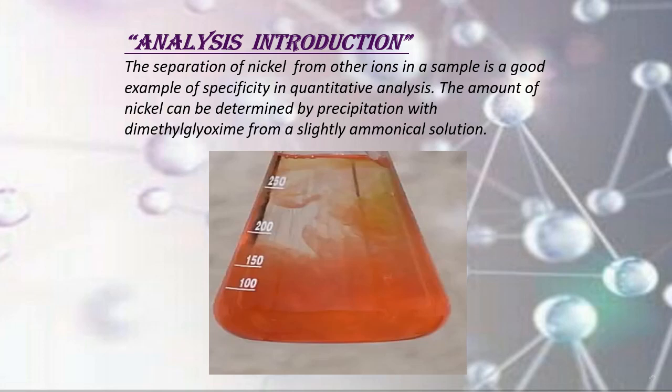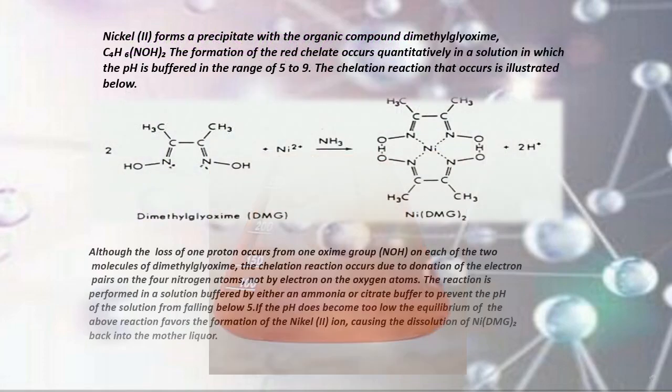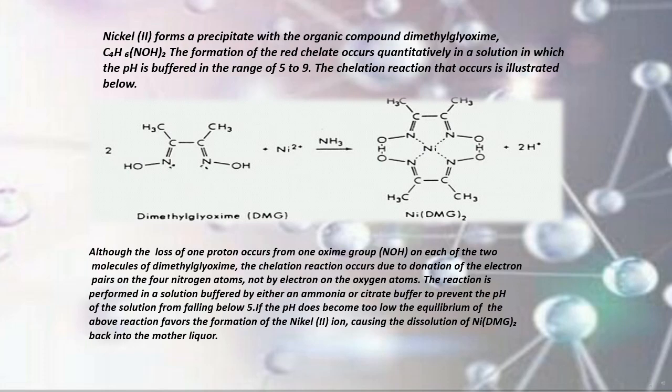Analysis introduction. The separation of nickel from other ions in a sample is a good example of specificity. In quantitative analysis, the amount of nickel can be determined by precipitation with dimethyl glyoxime from a slightly ammoniacal solution. Nickel 2 forms a precipitate with the organic compound dimethyl glyoxime. The formation of the red chelate occurs quantitatively in a solution in which the pH is buffered in the range of 5 to 9. The chelation reaction that occurs is illustrated below.